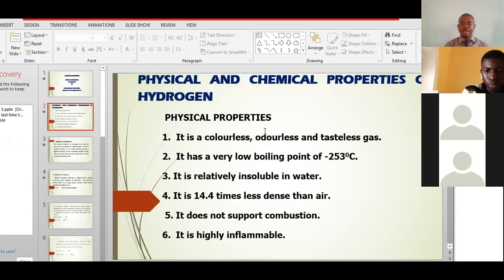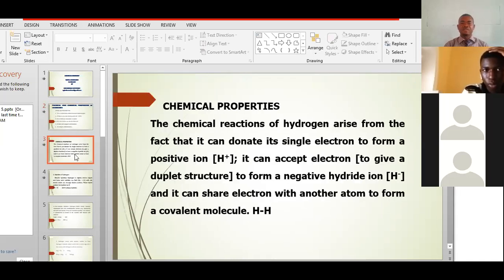It is less dense than air. It does not support combustion, but it burns in air. That is oxygen, with a very nice blue flame to produce steam. And it is highly inflammable. These are the physical properties of hydrogen. So let's look at the chemical properties of hydrogen.